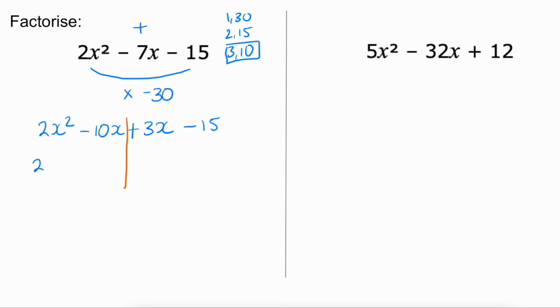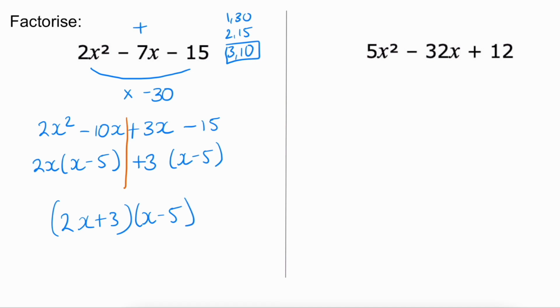So I can take out a 2 and an x here, and I'm left with x minus 5. And I can take out a 3 on this side, and I'm left with x minus 5. And it's a positive 3 that I took out there. So my answer is the x minus 5, again that repeated bracket, and then 2x plus 3. So it's the parts that are left over outside of the bracket. 2x plus 3 and x minus 5.